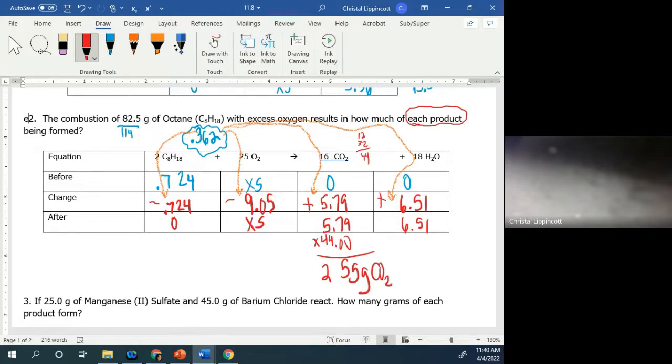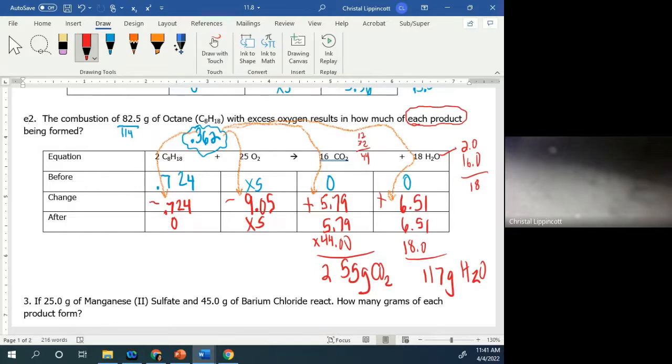And then for water, I have 2 hydrogens and I have an oxygen. That is a total of 18. So I'm going to multiply this by 18. And that ends up being 117 grams of water.